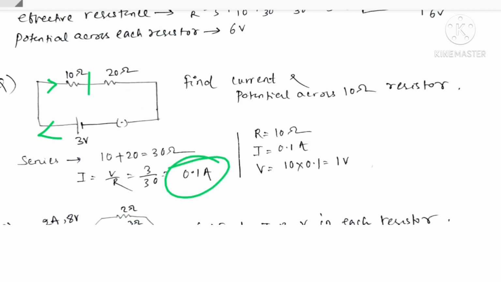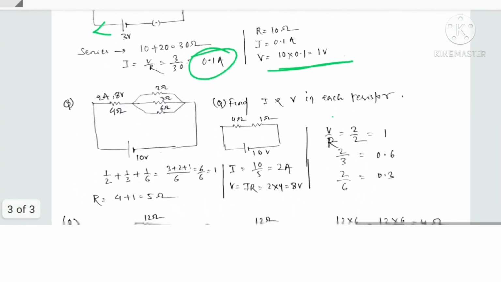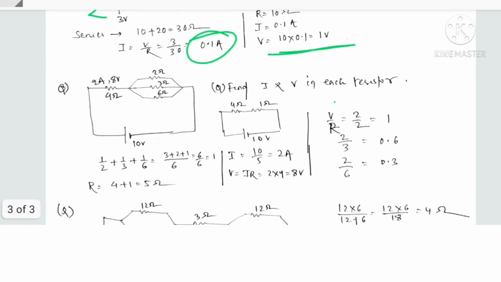Now current is known, resistance is known. Can you find the potential? V is equal to IR across 10 ohm. So 10 into 0.1, 1 volt. Okay. So you have to keep in mind which kind of connection is given, and in which kind of connection which factor remains constant, potential or current.